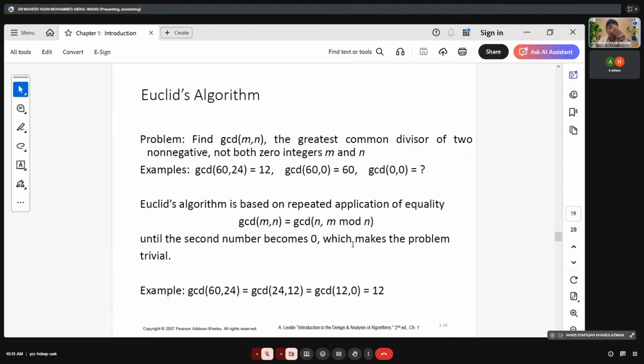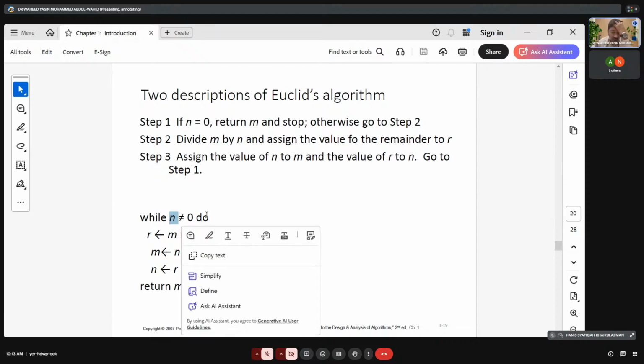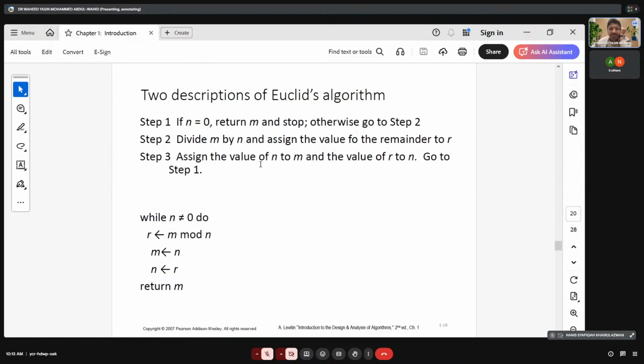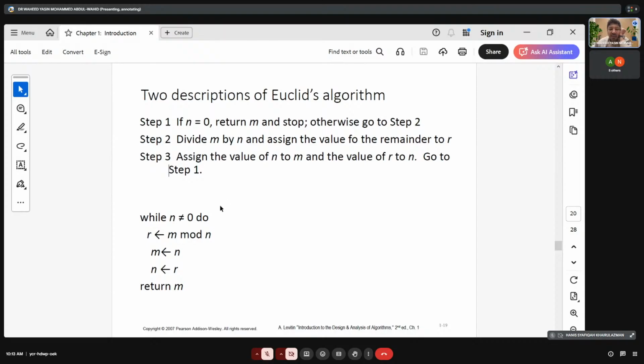So this is the algorithm of the GCD. Step 1: while n is not equal to 0 do. Here we have n and m, and we want to find the GCD of m and n by Euclid's method. While n not equal 0, m mod n, the remainder, will be saved in r. Then m equals n, n equals r, return m.